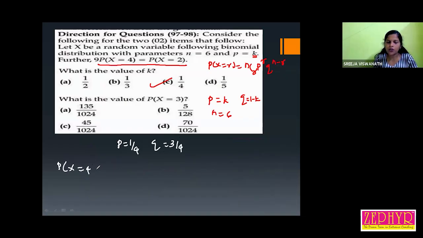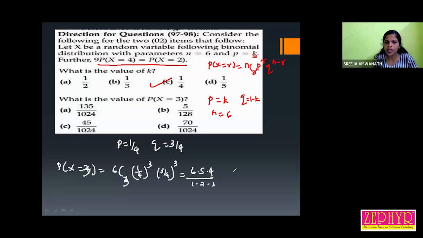P of x equal to 4 NCR, so x equal to 3, NC3, P raised to R, 1 by 4 raised to 3, Q raised to N minus R, that is also 3. 6C3, 6 into 5 into 4 by 1 into 2 into 3. 1 by 4, 3 cube divided by 4 raised to 6. That is 20 into 3 cube divided by, here in the denominator, 1024 and 128.